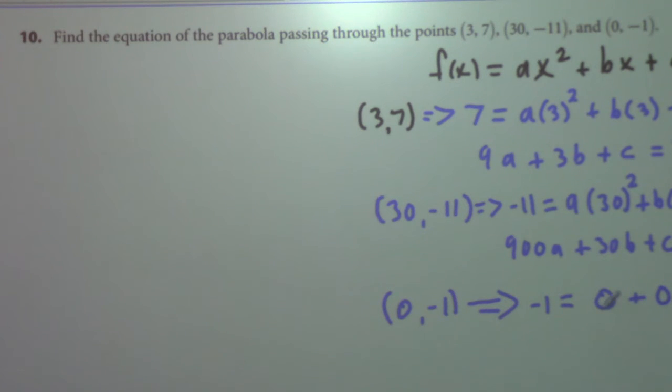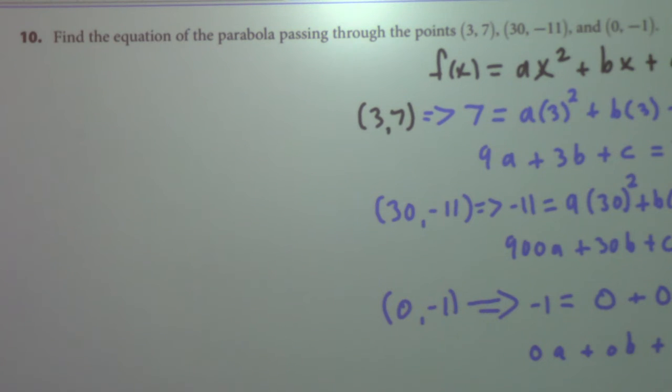We have plus C, thank you, plus C equals negative 1. So to rewrite this, I'm going to write this as 0A plus 0B plus C is equal to negative 1. All right? So now do we have 3 equations and 3 unknowns?